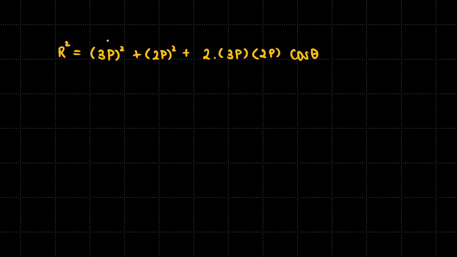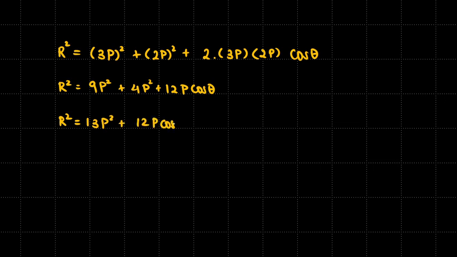So let's do some quick math. R squared stays R squared, 3 squared is 9, so 9P squared, plus 2 squared is 4, so 4P squared, plus 2 times 3 times 2, which is 12, so 12P cos theta. Adding them up, 9 plus 4 is 13P squared plus 12P squared cos theta. Let's call this equation 1.